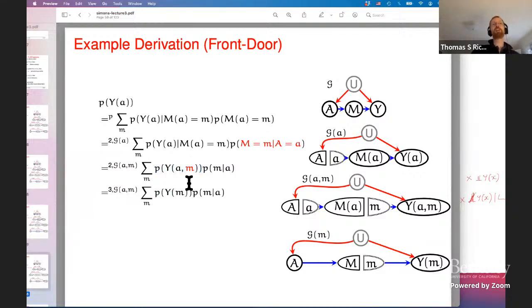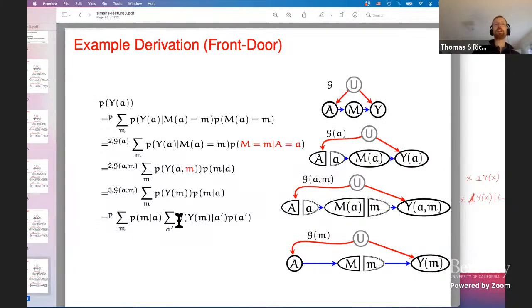Then looking at this graph, I can see that in the graph where I've intervened on A and M, there's no directed path from A to Y of AM, so I can just drop A from this. So I get to this term.